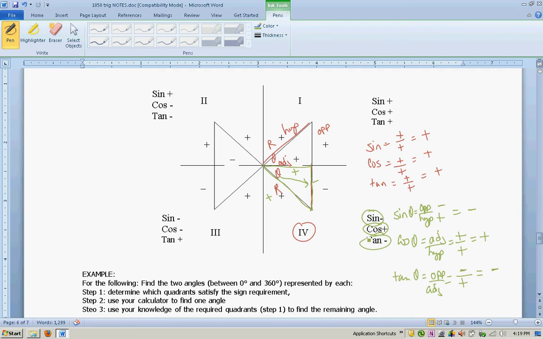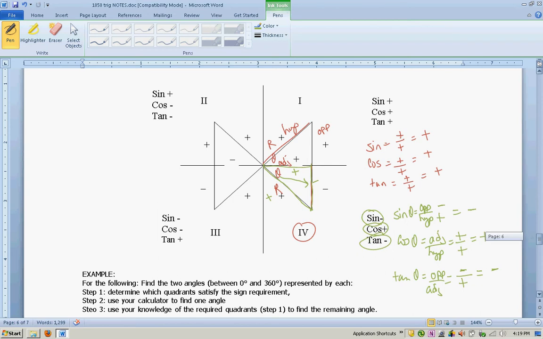So this explains why on the previous page, when you plugged sine of 60 into your calculator, you got 0.8660, and sine of 120, you got 0.8660. But when you plugged cosine of 60, you got 0.5, and cosine of 120, you got negative 0.5. That's why the signs are different, because of the quadrant that the angle is in.